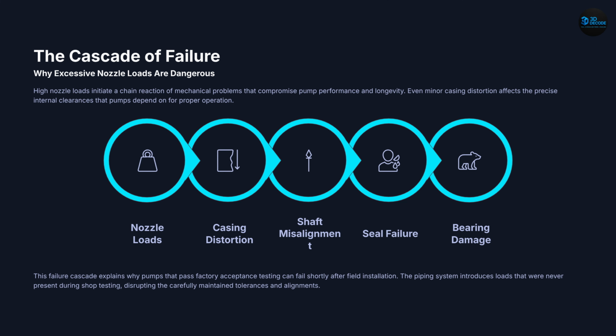Slide 3. Failure mechanism. When nozzle loads are excessive, they cause casing distortion. This leads to shaft misalignment, seal failure, bearing damage, and increased vibration. This chain reaction is one of the most common causes of field failure.